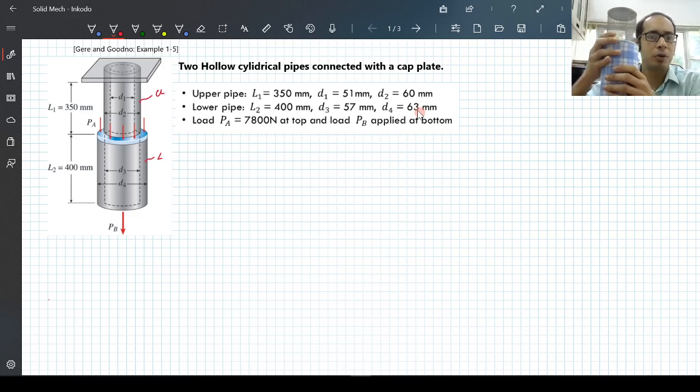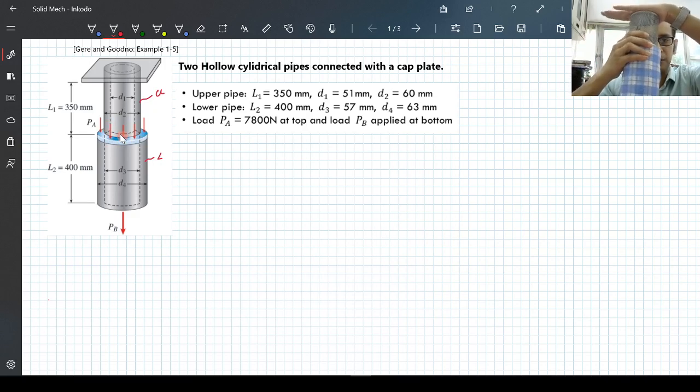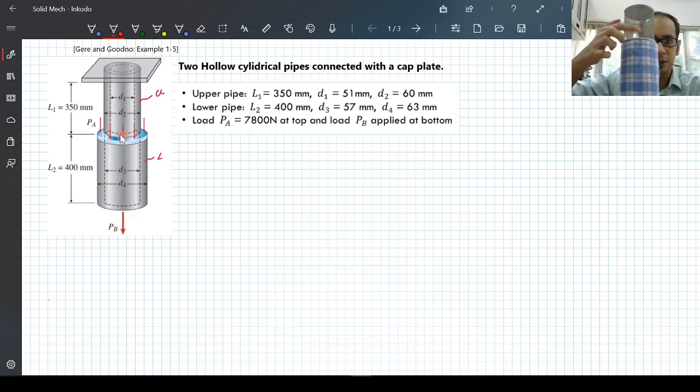Now let's talk about the loads. There is a load PA over here which is 7,800 newtons, or 7.8 kilonewtons, at the top. See how this load PA is being applied. After you have glued it, and remember the top is fixed over here with some plate, you are applying this load at the juncture. Remember this load is shown in terms of these smaller arrows, but these arrows do not represent the stresses, it is the total load. If I wrap my finger around it and apply the load, the total load which I'm applying is 7,800 newtons.